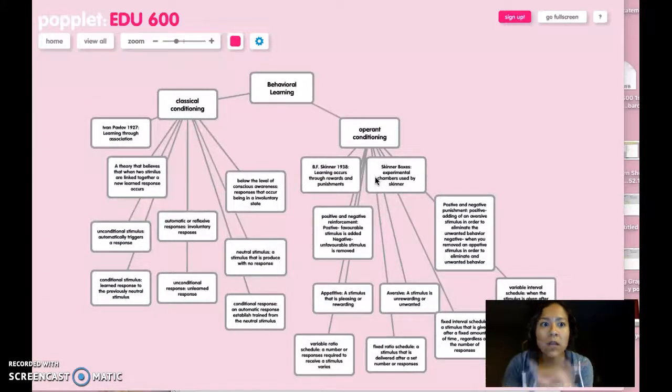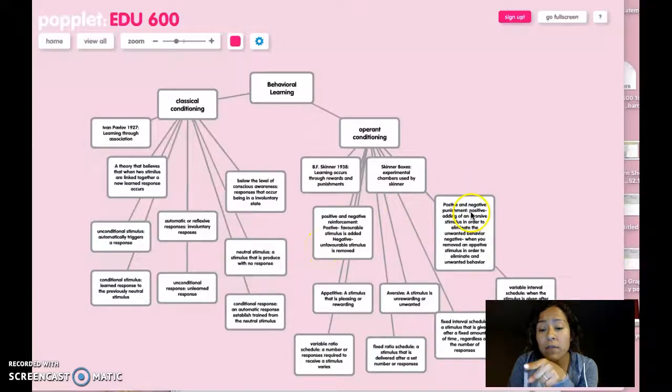So then I'm going to start with positive and negative reinforcement. But first, I want to define reinforcement, which is to maintain or increase a desired behavior. So for positive, I put a favorable stimulus is added, and then you have negative, an unfavorable stimulus is removed.